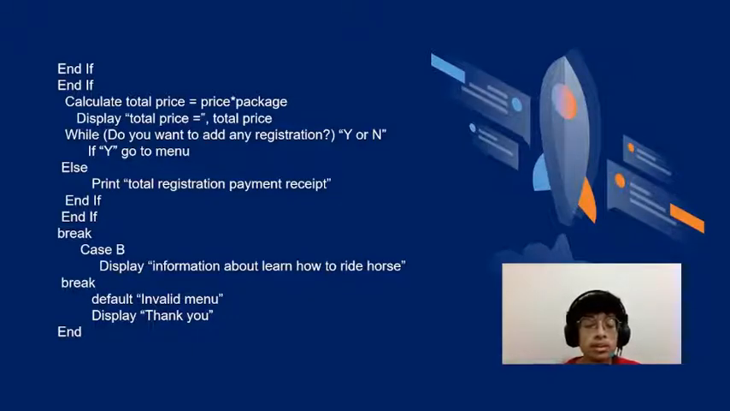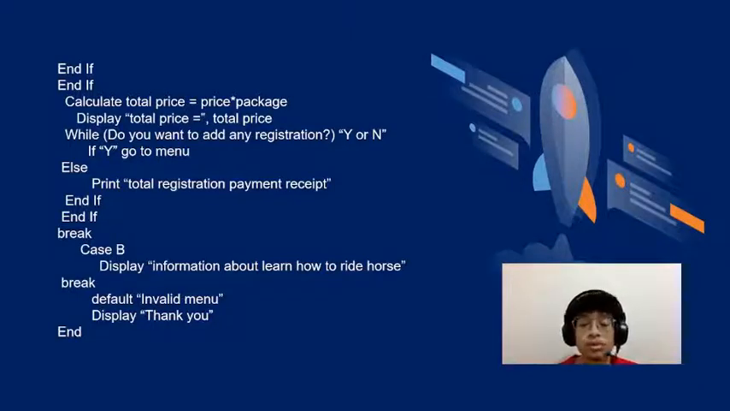Case B is for information about learning to ride a horse, break. If the customer fills in the wrong code, the program will display invalid menu. Okay. So if the customer wants to end the program, to end the registration, the program will display thank you and end.